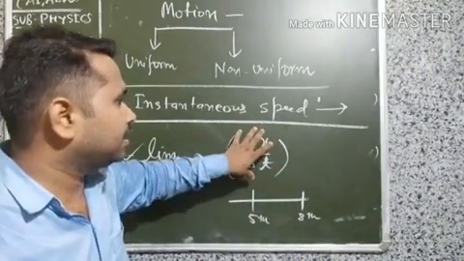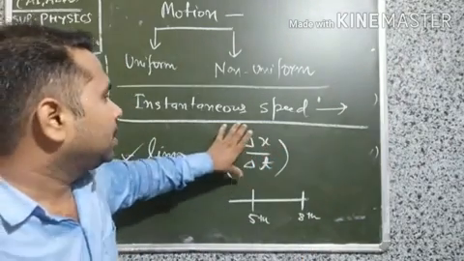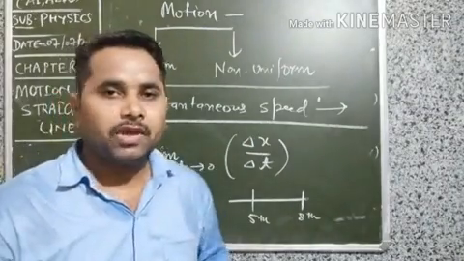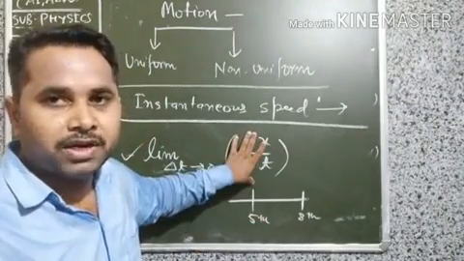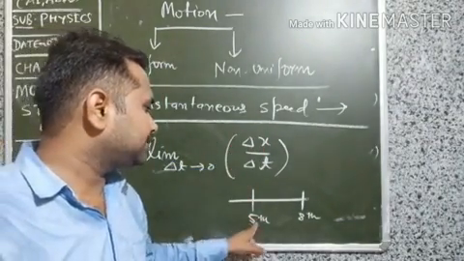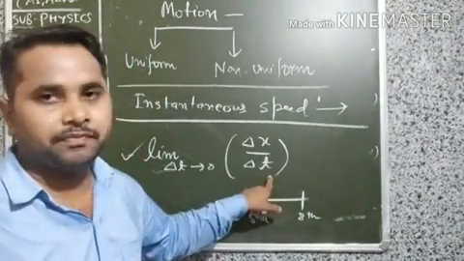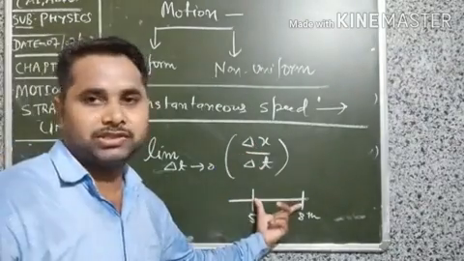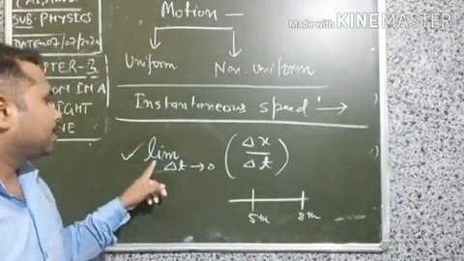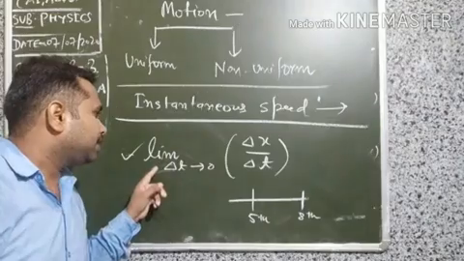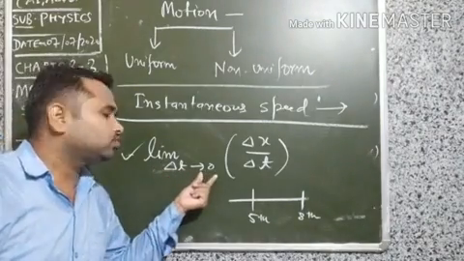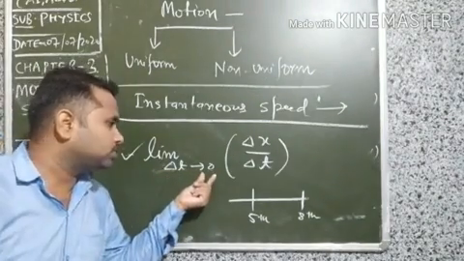I am repeating again, समझो बहुत important चीज है. Delta x upon delta t is the average speed of the body for this interval of time 5 to 8 second denoted by delta t here. And what is delta x? This distance. Now see, now we are taking delta t tends to 0 means it approaches to 0.